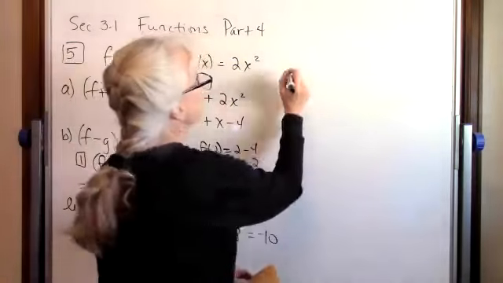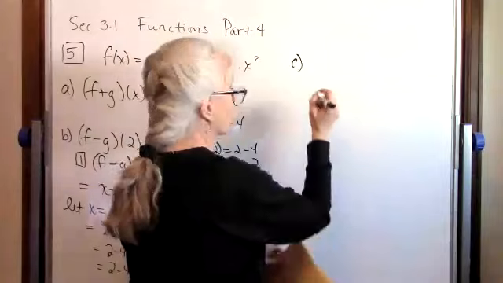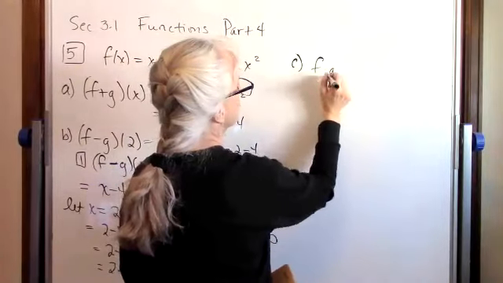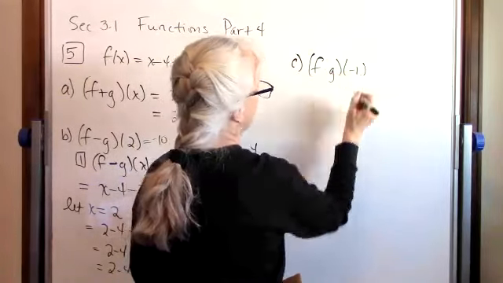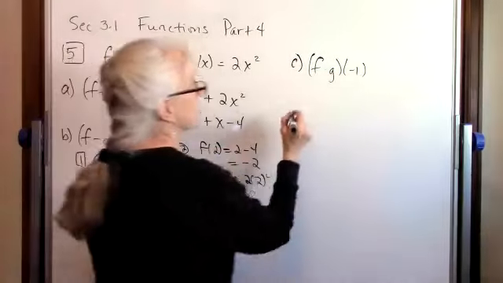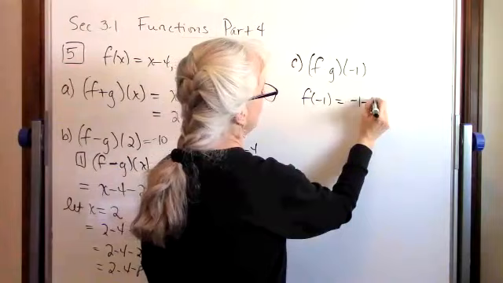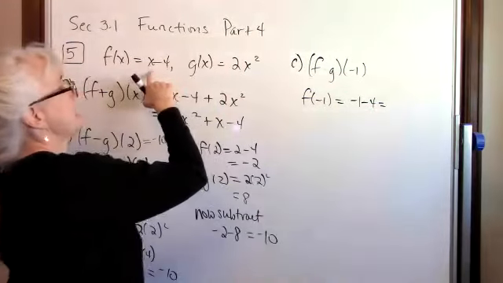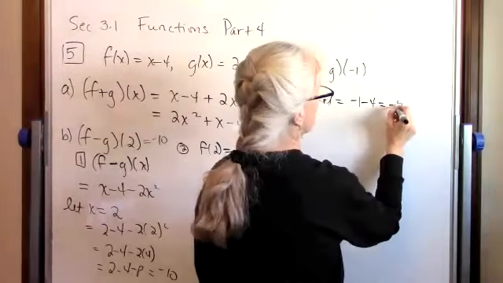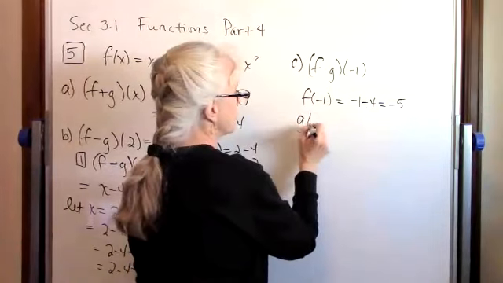Okay, part C, we'll show you why I think this is quicker. We're going to find f times g of negative 1. So I'm going to go the second route. So I'm going to find f of negative 1. So that would be -1 minus 4. Again, plugging -1 into x, -1 minus 4 is -5. Then I'm going to find g of -1.